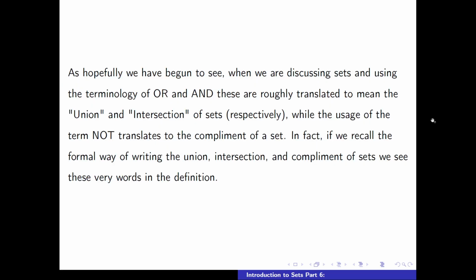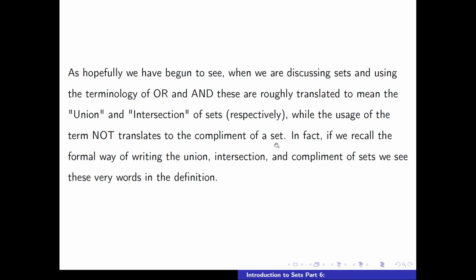Okay. So hopefully we've begun to see that when we're discussing sets, the terms or and and are roughly translated to mean the union and the intersection of sets respectively. So if I talk about elements in one set or another set, we're actually talking about the union of the two sets. Or if we talk about elements in one set and another set, we're actually talking about the intersection of these sets. And the usage of the word not translates to the complement of a set.